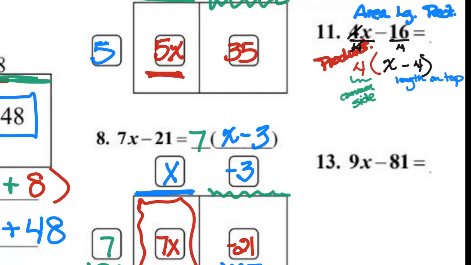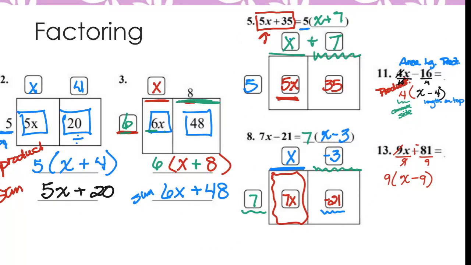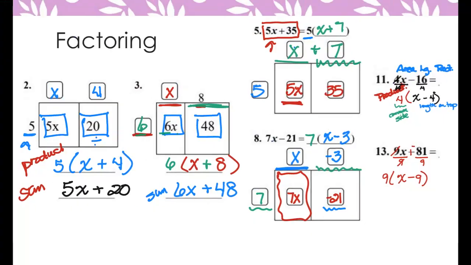Okay. And the last one, 9x minus 81, that's your sum, I guess you could say plus a negative, sum of your two areas. What's my common factor there? 9, because both of them are divisible by 9, so that's your common side. 9 divided by 9 simplifies, you're left with x, and negative 81 divided by 9 is negative 9. Okay? Any questions on these?